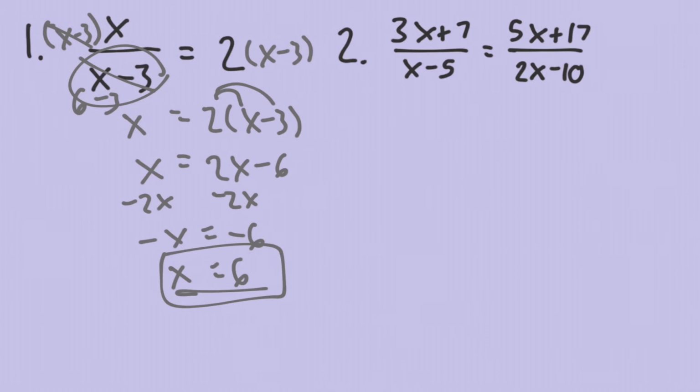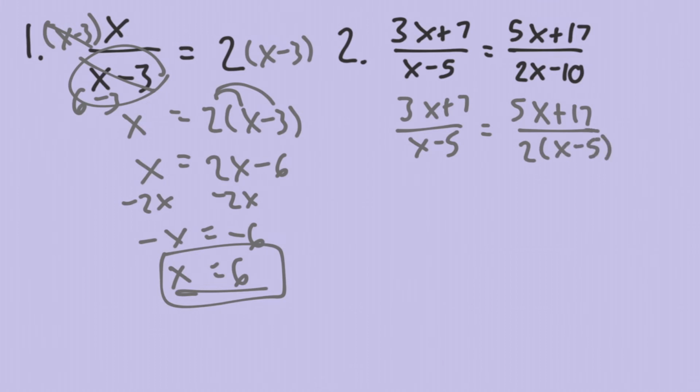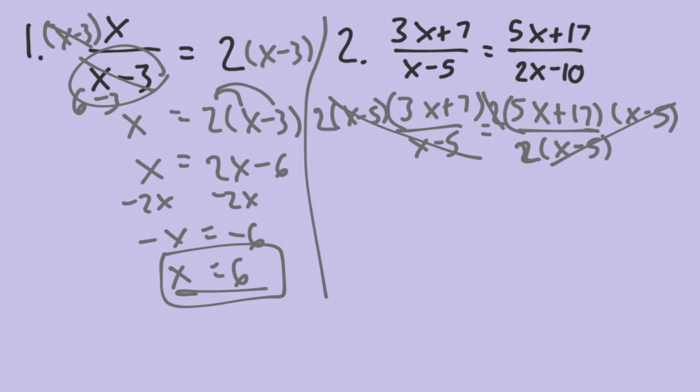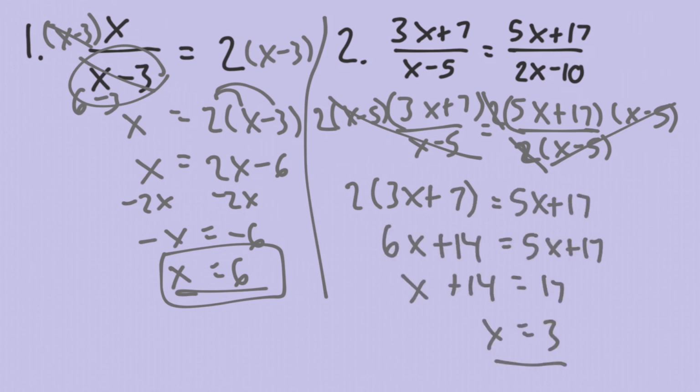If the denominators aren't already factored, it's going to help to factor them. So we can factor out a 2, and we're left with x minus 5. So if we multiply both numerators by x minus 5, it's going to get your x minus 5's to cancel. But we do still have a 2, so we also want to multiply both numerators by 2. Now those 2's cancel. So now we're left with 2 times 3x plus 7 on the left side, 5x plus 17 on the right side. 3 minus 5 doesn't give us 0. 2 times 3 is 6, minus 10, that doesn't give us 0, so x equals 3.